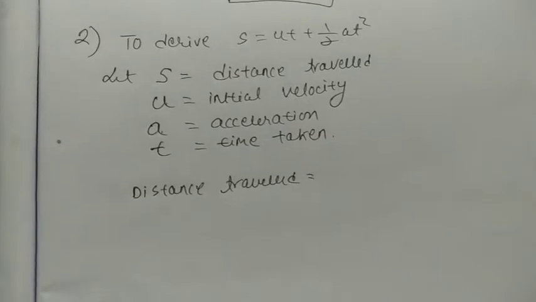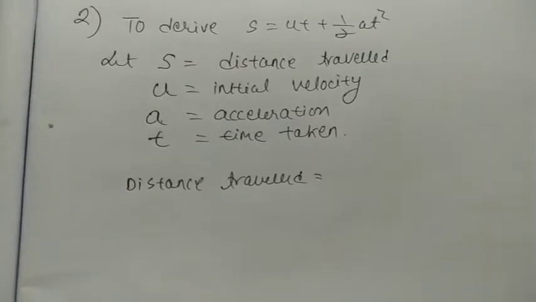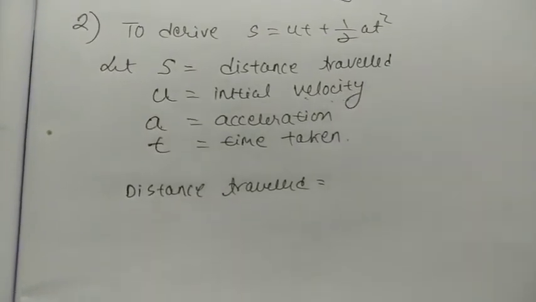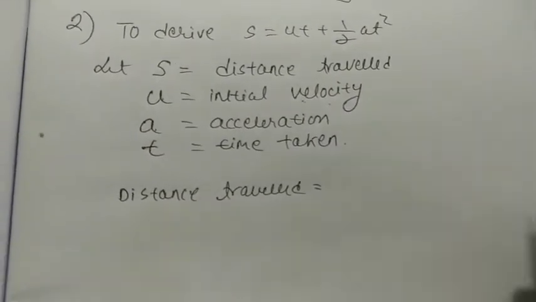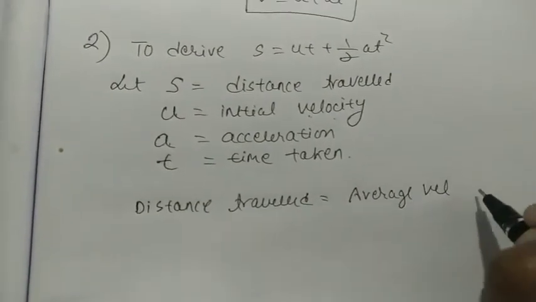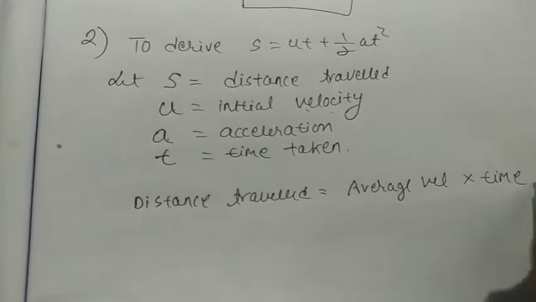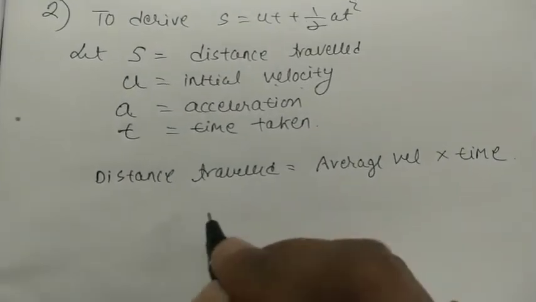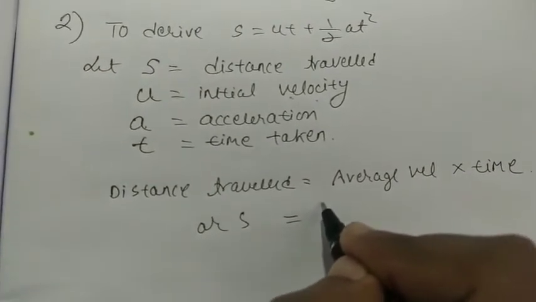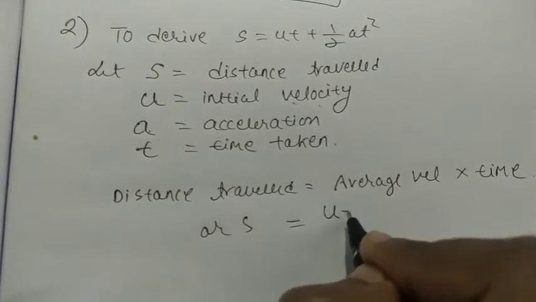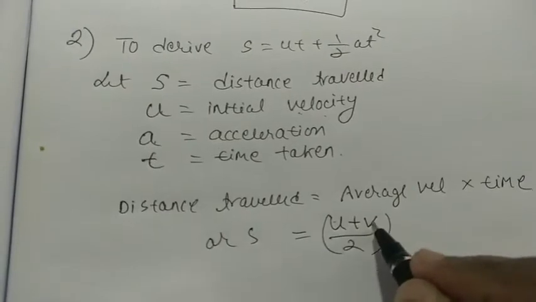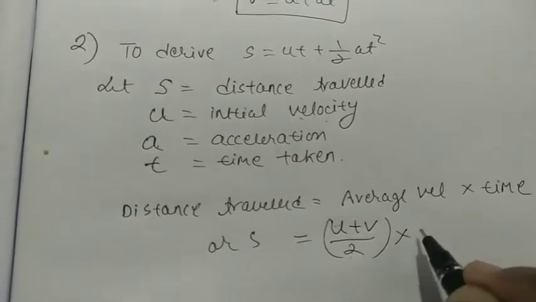equals, the formula for distance is velocity into time, but here we will write average velocity because we are talking about initial velocity. If there is initial velocity, there will be final velocity. That's why we'll write average velocity into time. Distance traveled is s, average velocity is u plus v by 2, into time t.